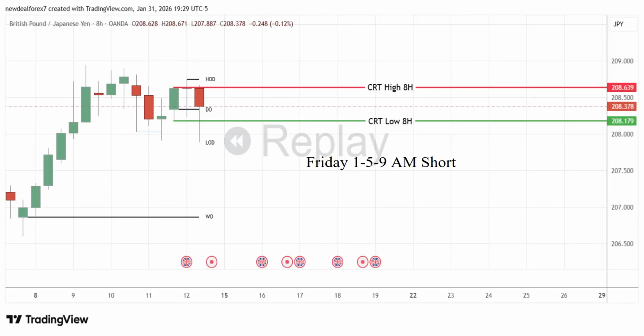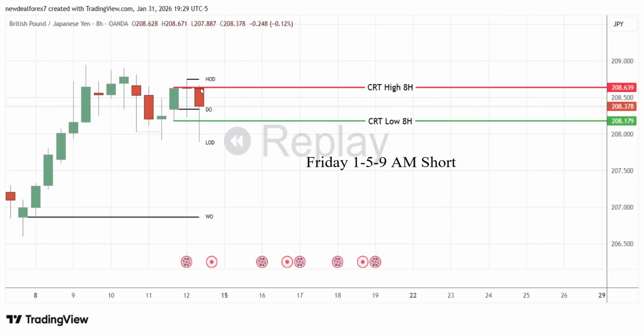So here's GJ for the 8 hour chart. And this one actually did give a trading setup that I thought was legitimate on Friday. It gave a 1, 5, 9 a.m. setup. So we'll take a look at that. This one also here was kind of valid, but this red candle right here is 5 p.m. and I try not to be in the market. I don't hold anything overnight. I just don't. So I wouldn't have taken that CRT.